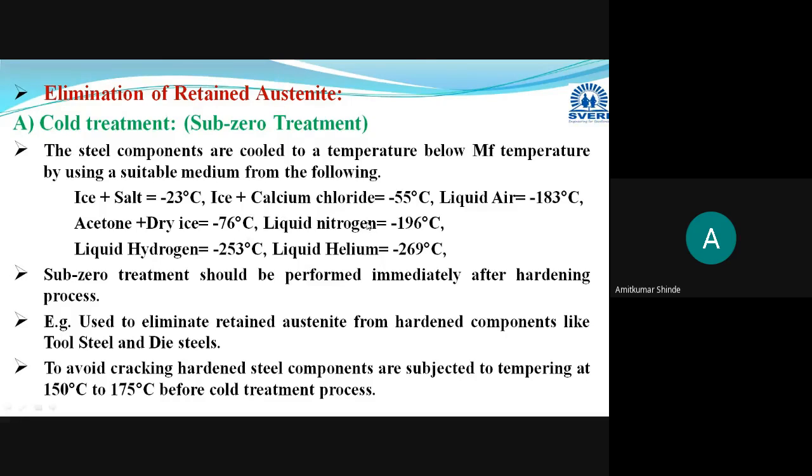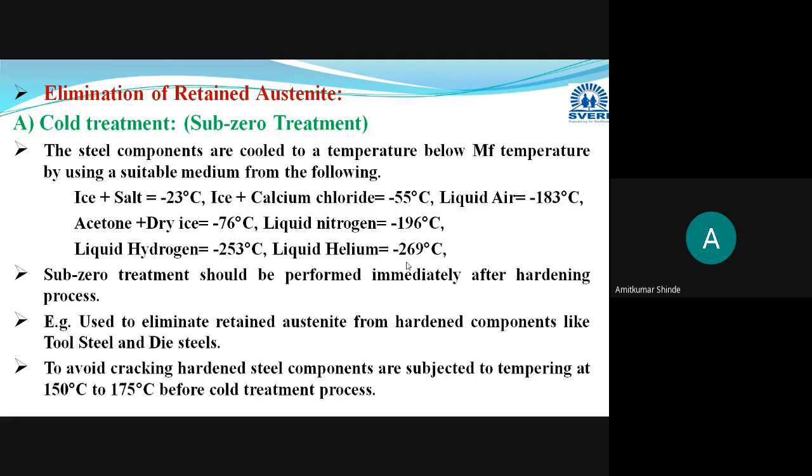Then you can use liquid gases. Suppose you use liquid nitrogen, you will get -196 degrees Celsius. For liquid hydrogen, -253 degrees Celsius. Liquid helium will give you -269 degrees Celsius.